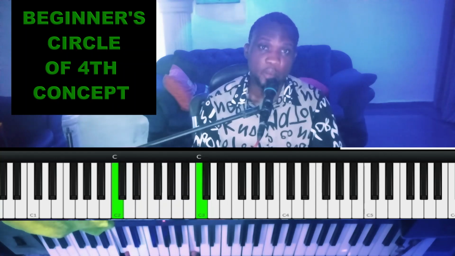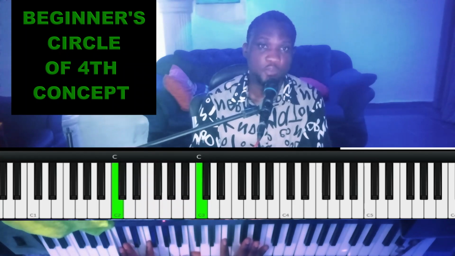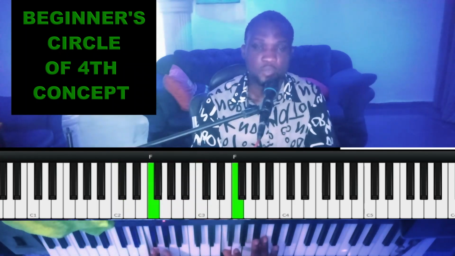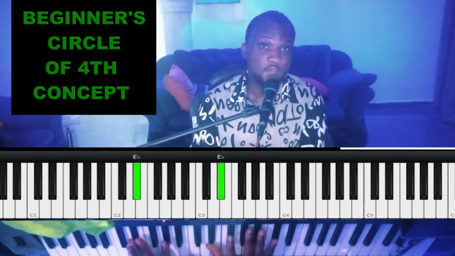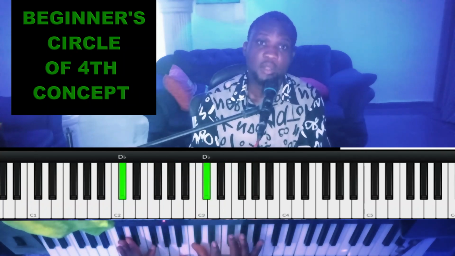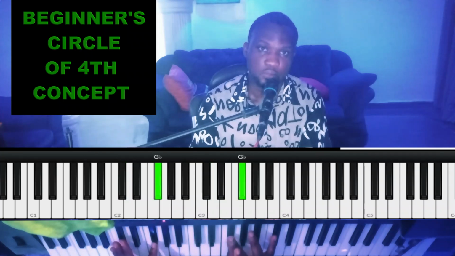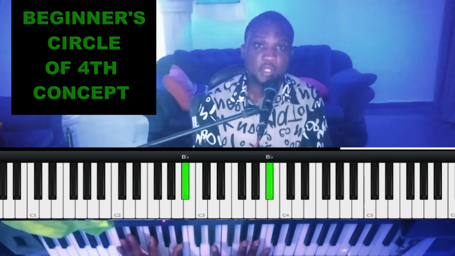So every key you are playing on at the moment, your next destination should be a perfect fourth away from that key. An example on the key of C, we have C. Perfect fourth away from C is what? F. The next is what? B flat. The next is E flat. The next A flat. The next C sharp. The next what? The next F sharp. Okay, to start that again, C, F, B flat, right?